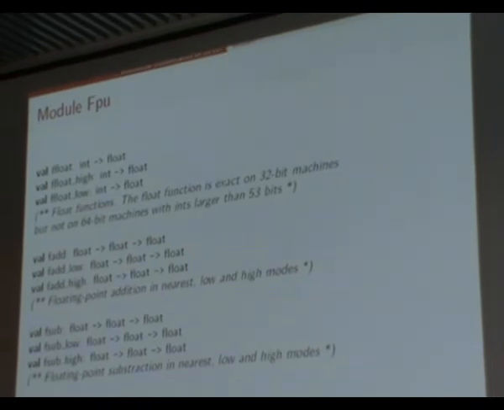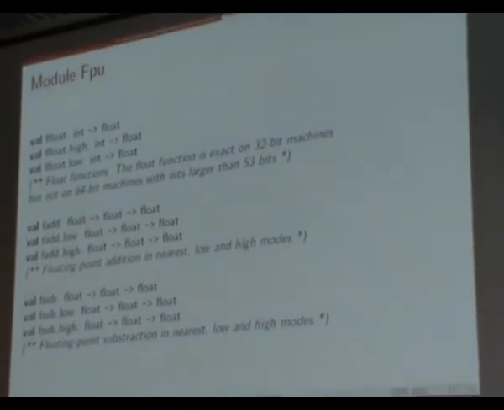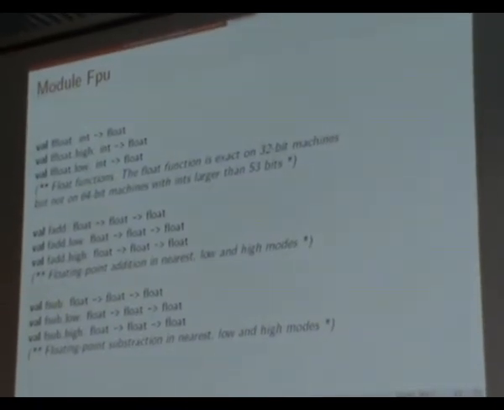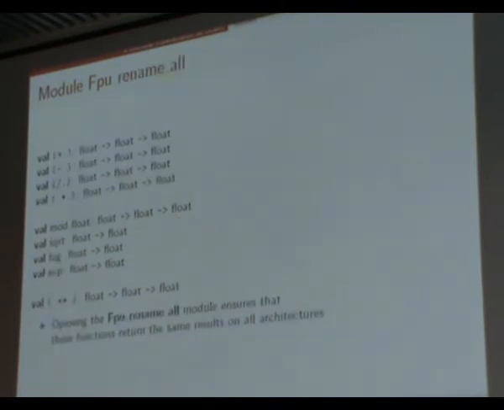Here's the interface, well, part of the interface of the floating point unit module. The float function is exact on 32-bit machines, but not on 64-bit machines. So we had to redefine it for the three different rounding modes. Same thing for all the functions: addition, subtraction, etc. In this module, we redefine the operators and the mathematical functions to ensure that they return the same results on all architectures.